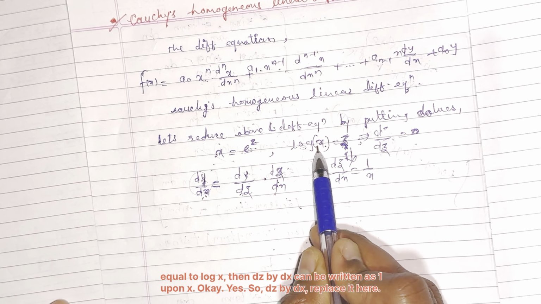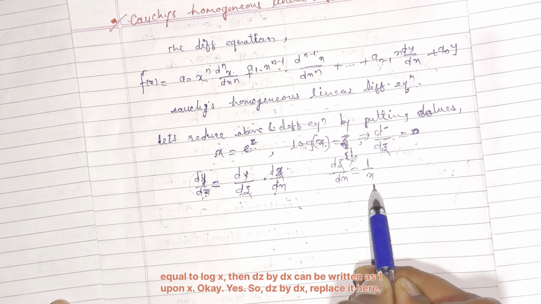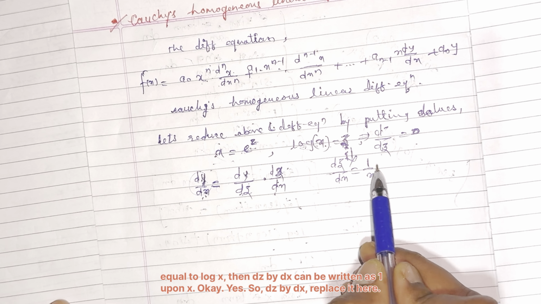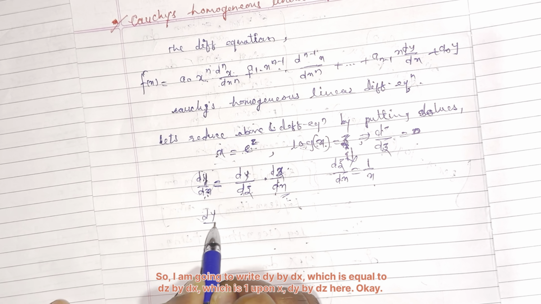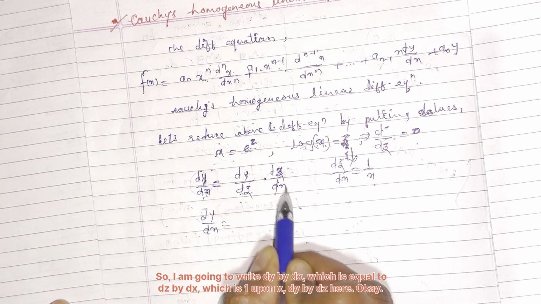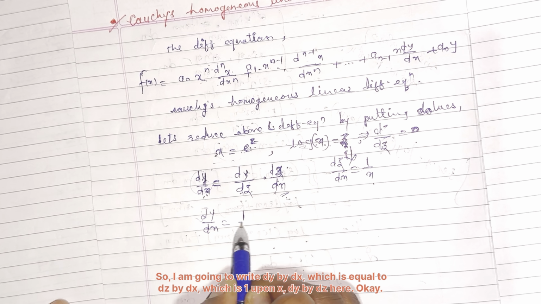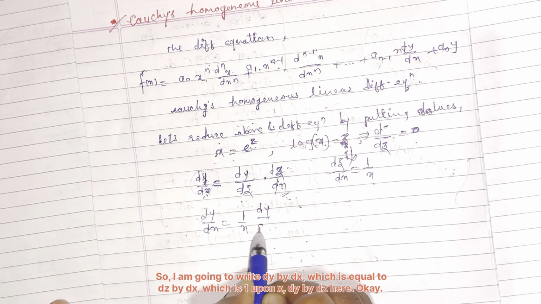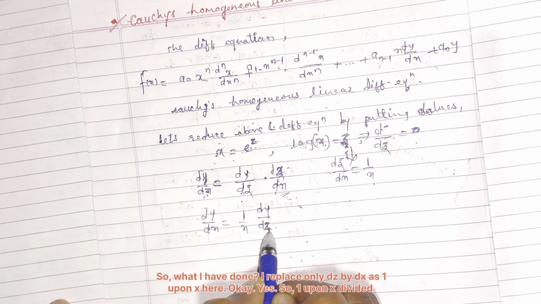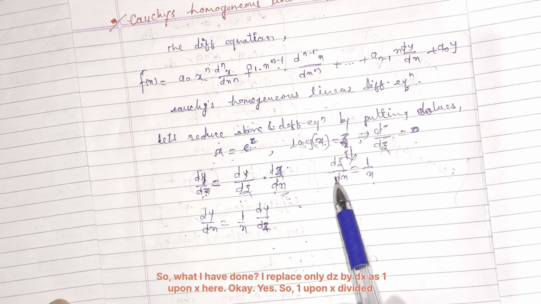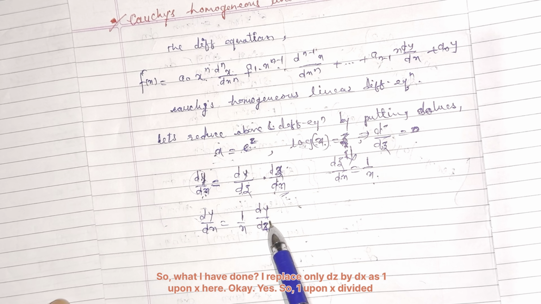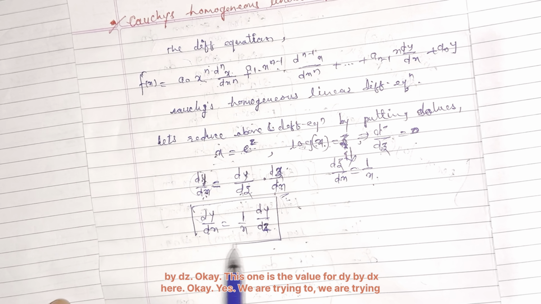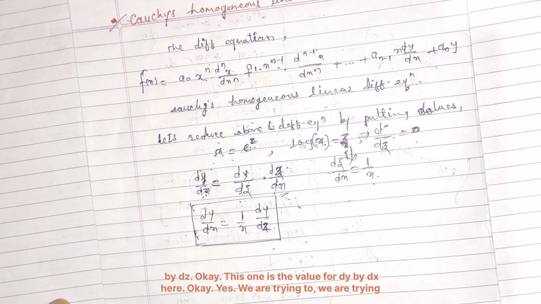If z is equal to log x, then dz by dx can be written as 1 upon x. So dz by dx, replace it here. I'm going to write dy by dx, which is equal to dz by dx, which is 1 upon x, times dy by dz. What I have done is replace only dz by dx as 1 upon x here. So 1 upon x dy by dz is the value for dy by dx here.